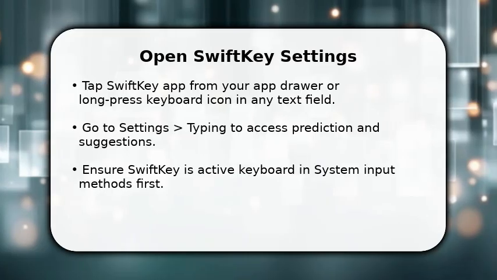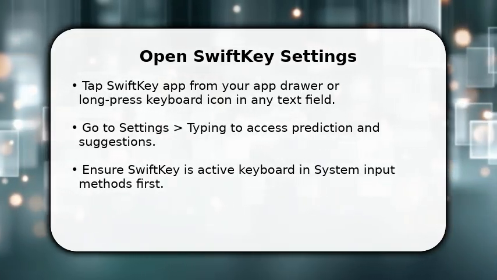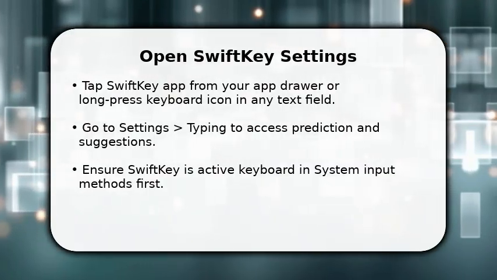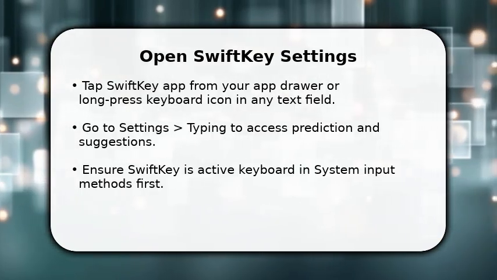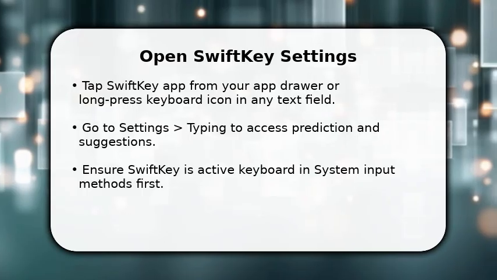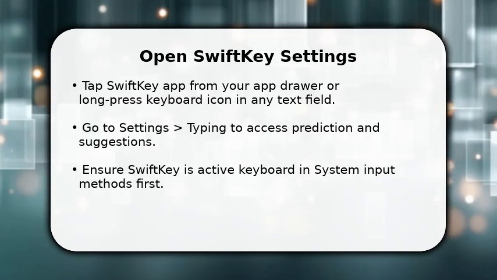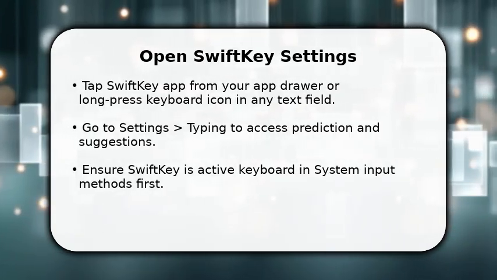You start by opening Swiftkey settings so you can change predictions directly. Once done, confirm Swiftkey is your current keyboard in System Input Methods. This unlocks the options you need. Now tap Typing to reveal prediction and suggestion controls. You're doing this because disabling suggestions there prevents unwanted word completions and maintains personalized typing.